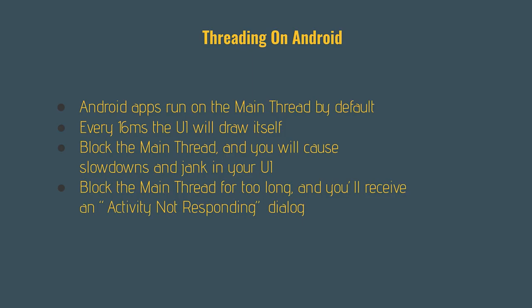If we block the main thread, we will cause slowdowns in our app and jank in our UI. You might see stutters. You might see the UI completely freeze. And in fact, if you block the main thread for too long, you'll receive an activity not responding dialog in your app. These are also what's known as ANR dialogs. And these are bad. These are things you really want to avoid. So it becomes really, really important in the world of Android to avoid blocking the main thread.